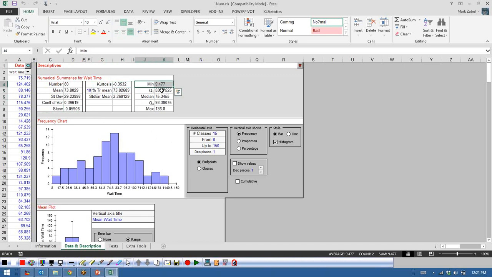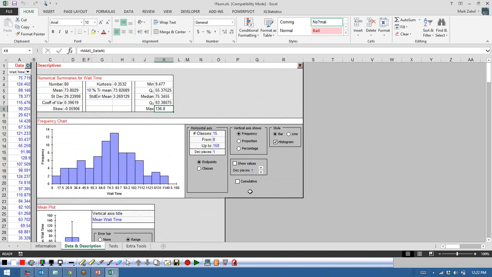It also tells me the min, Q1, which is the 25th percentile, the median, which is similar to the average. You can see it's almost the same, 73, then the 75th percentile, and the maximum in the data. So it tells me a whole boatload of stuff that's in there.